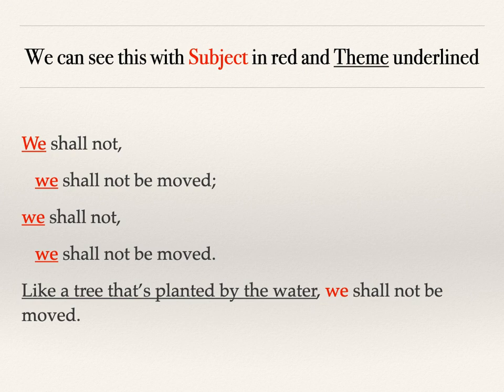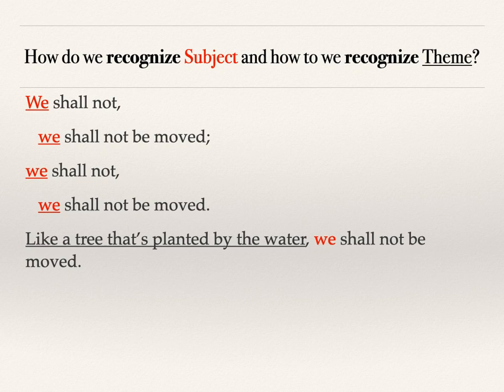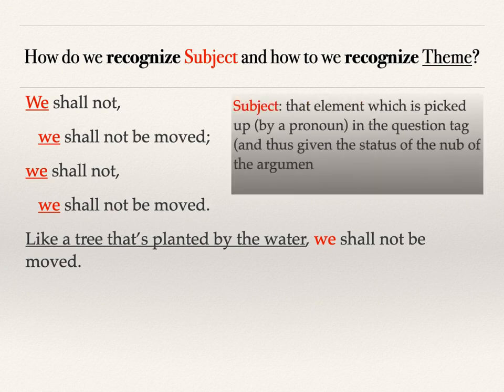And again, you can use a question tag. So we can ask, how can you recognize a subject and how can you recognize a theme? Well, we've already seen how you recognize a subject. The subject you recognize as that element which is picked up by a pronoun in the question tag, and thus functionally given the status of the nub of the argument. We shall not be moved, shall we? No, we shan't. And so on. That's how you recognize a subject. It's not the meaning of subject, but it's how you recognize it.